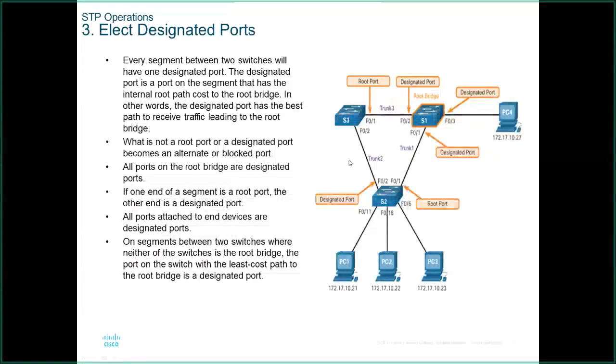So all the ports on the root bridge become designated. The best path on the other switches become root ports. And then we go, well, we've got designated ports, but we've got 2 designated ports on the same link. We can't have that. So one of those designated ports becomes an alternate port or a block port.